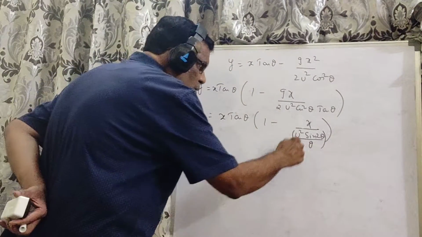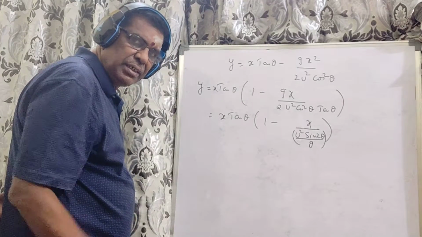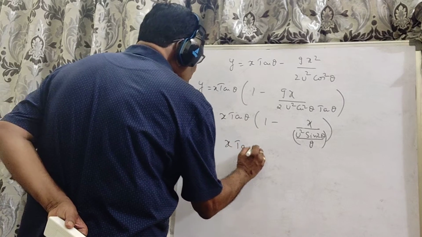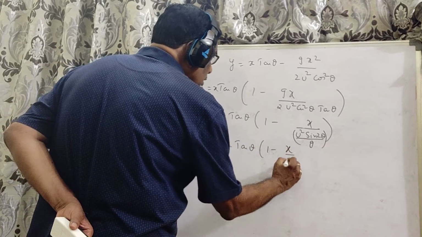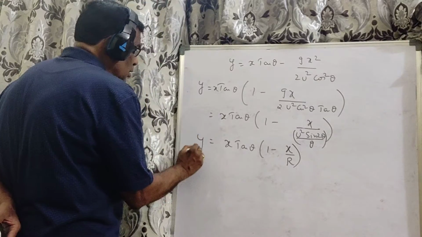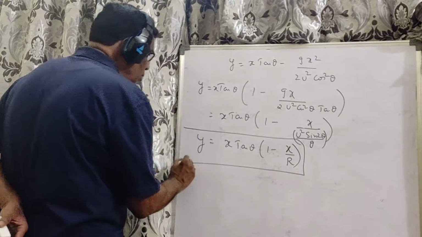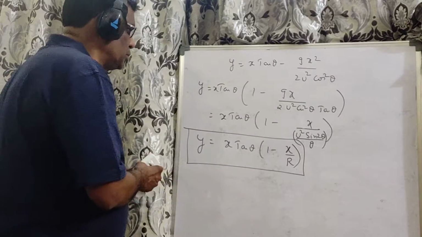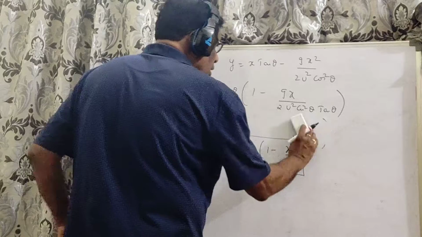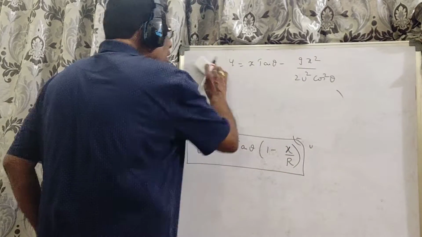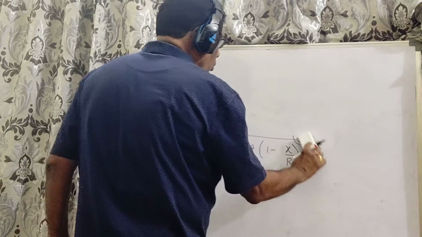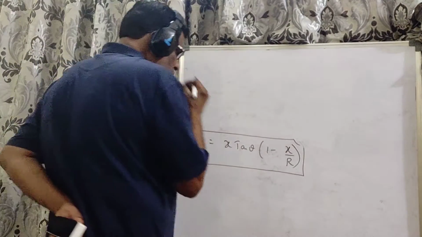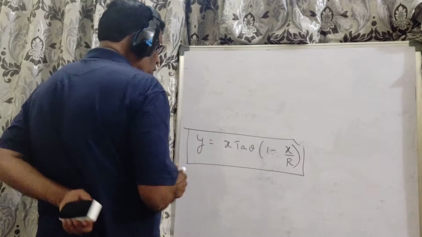Now look at this expression. What does that represent? That is nothing but your range. Therefore, y is equal to x tan theta into 1 minus x by r. Beautiful. This is a very, very important result for you. As I told you, you can make as many juggleries as possible whenever trigonometric functions are involved. You see?